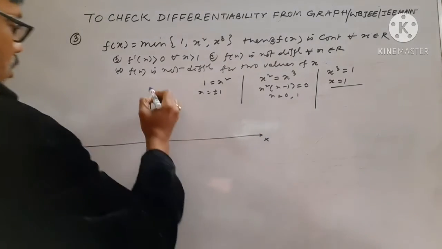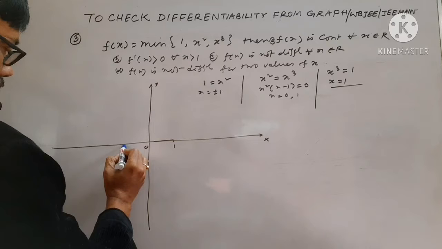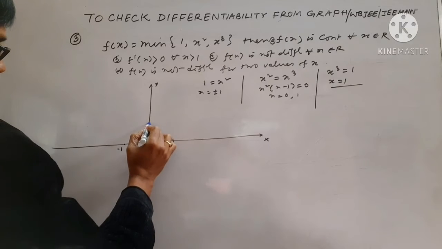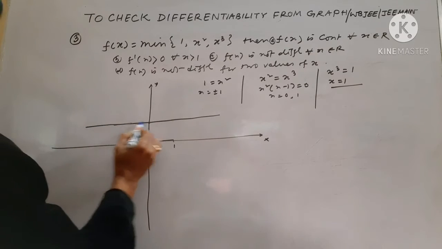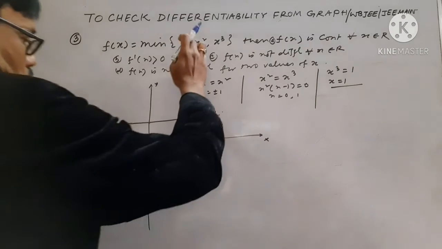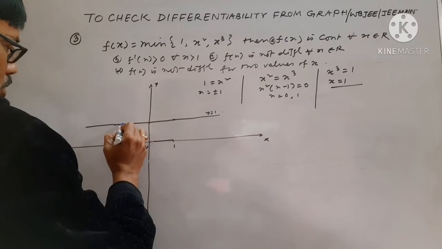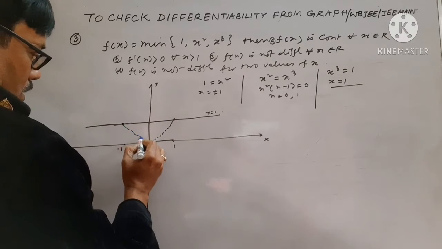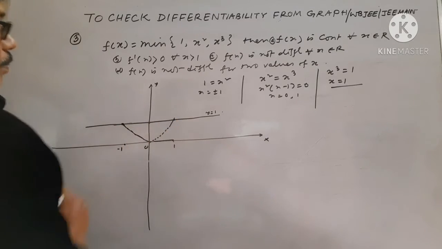So x-axis, y-axis, 0, this is 1, this is minus 1. So y equals to 1. This is y equals to 1. Now y equals to x square. At x equals to 1, it is 1. At x equals to minus 1, it is also 1. So y equals to x square, this is the graph of, so we know this is a parabola.